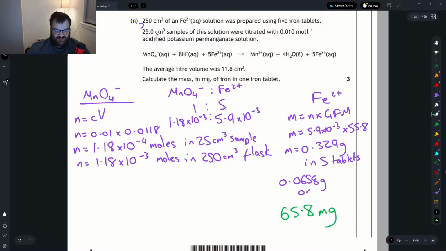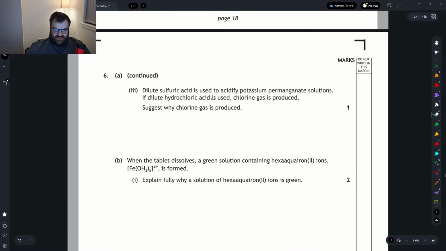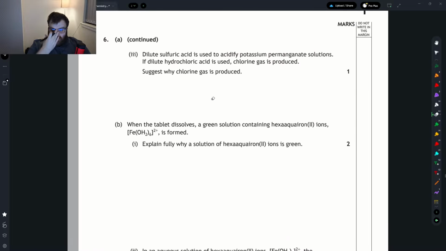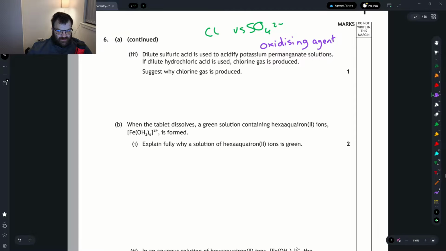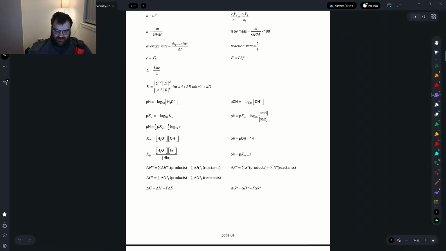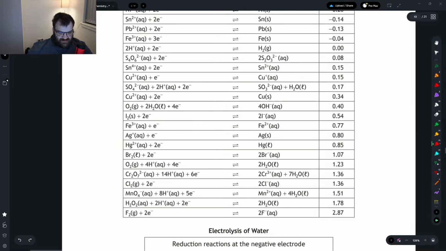Shuffling on takes us to the next question here. What have we got here? So we're dealing with Cl minus, and SO4 2 minus for sulfate. Now, from previously in chemistry, you should be aware that that's an oxidizing agent. I'm not sure the exact reasoning here, but I'm taking it to be something to do with it being an oxidizing agent.